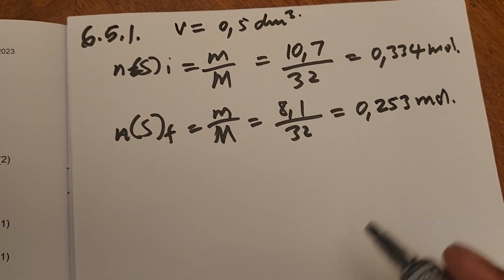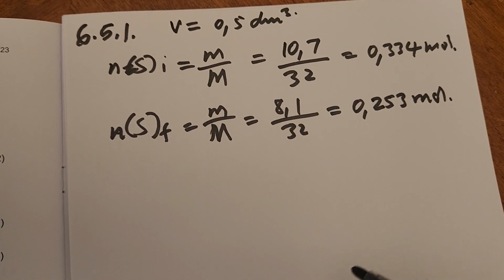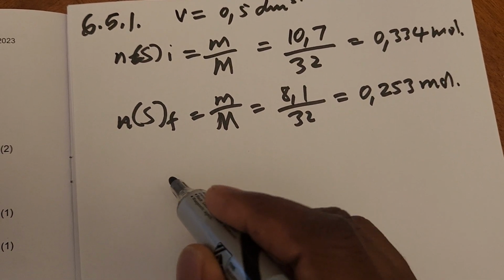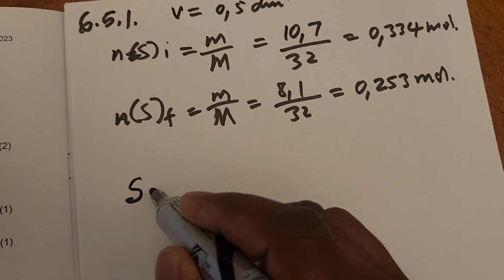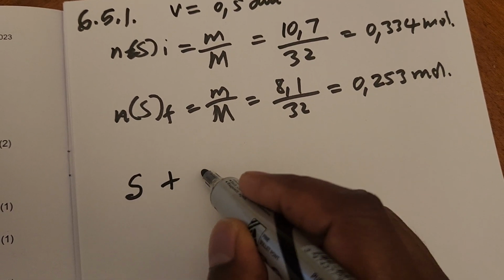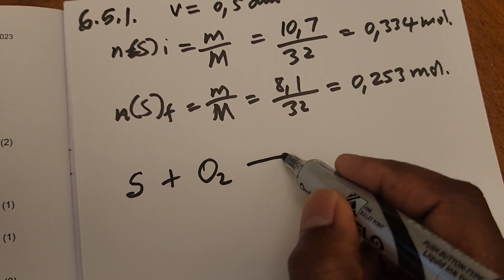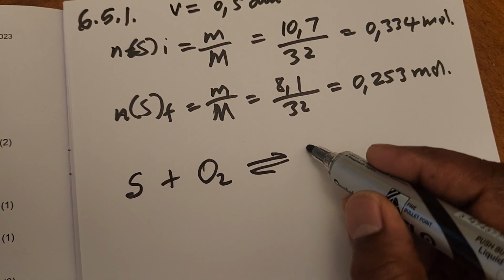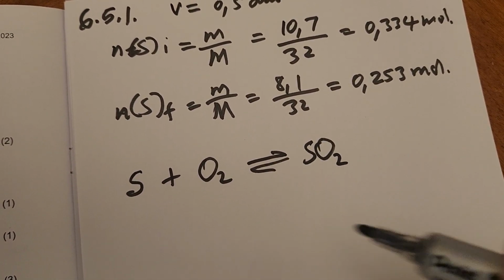Fine. Now we know the initial moles. We can go to the table now. Let's copy the equation as it is. Sulfur plus oxygen, reversible, sulfur dioxide. Very easy.